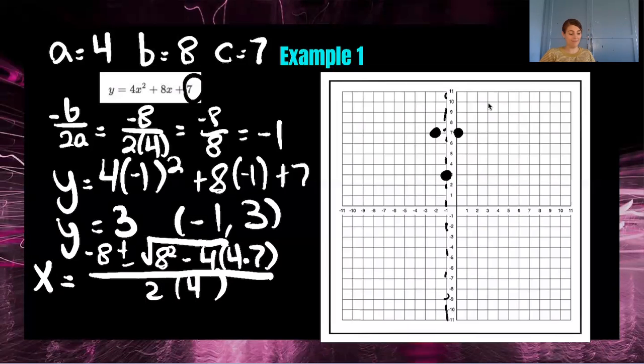Now you're going to see me plug this formula into my calculator. And what I end up getting is negative 8 plus or minus the square root of negative 48 over 6.